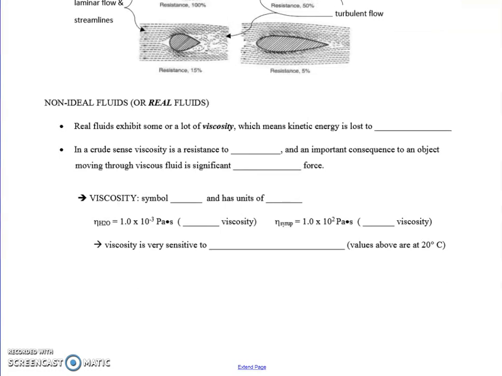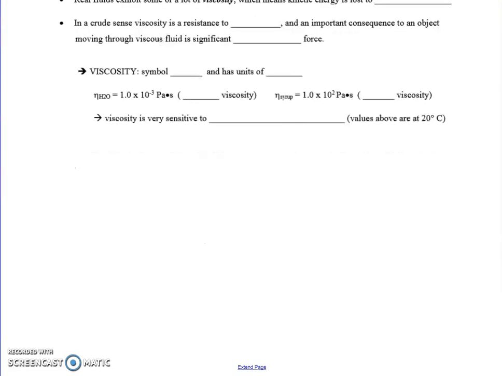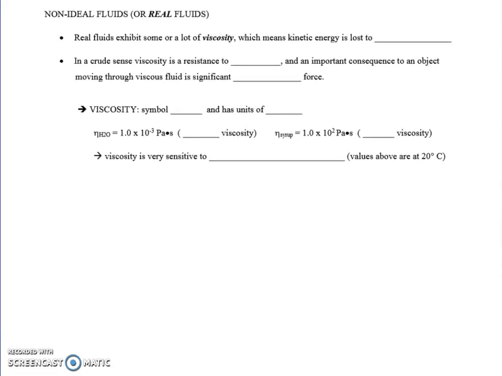All right, so now let's turn our attention to non-ideal fluids, or real fluids, because it's very rare that you run across something that is ideal. Okay, so the one defining characteristic that makes it non-ideal is that it has viscosity, which means that any kinetic energy that you have from the moving fluid is lost to thermal energy because of that internal friction between layers.